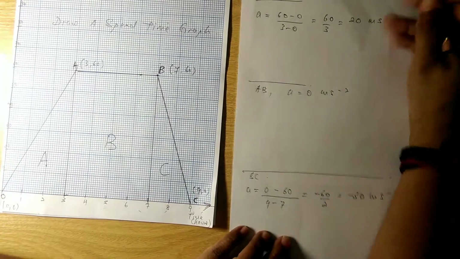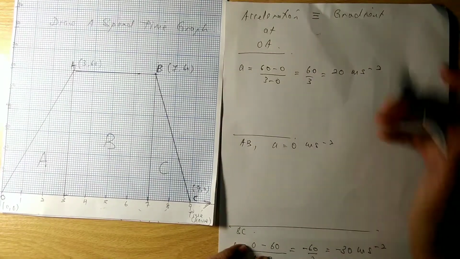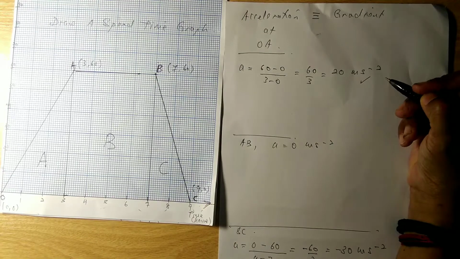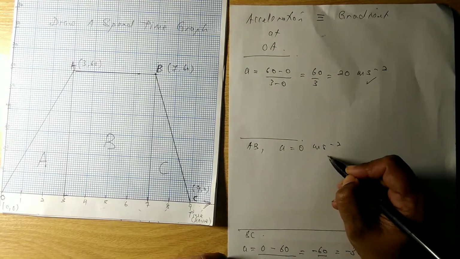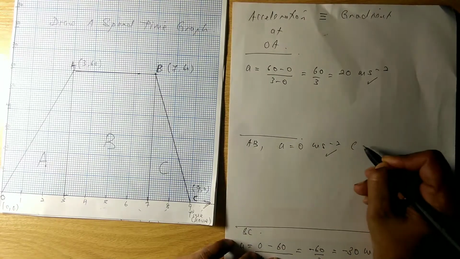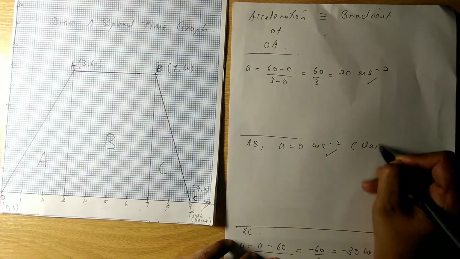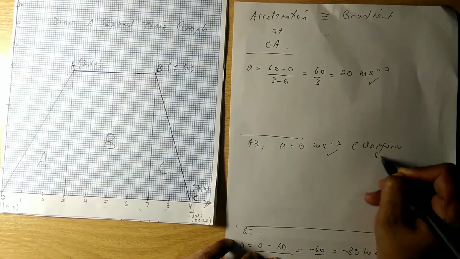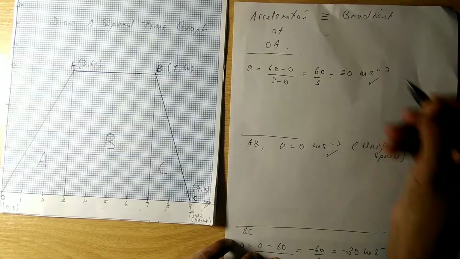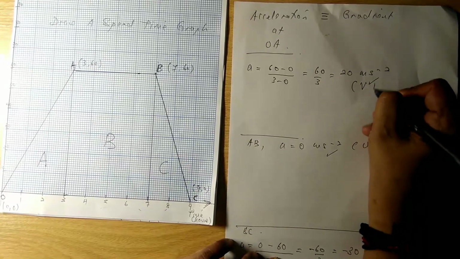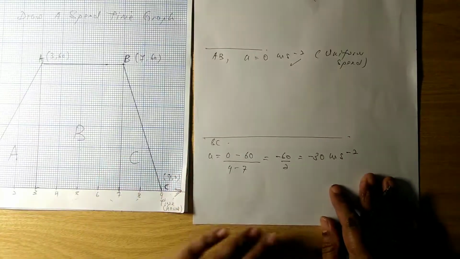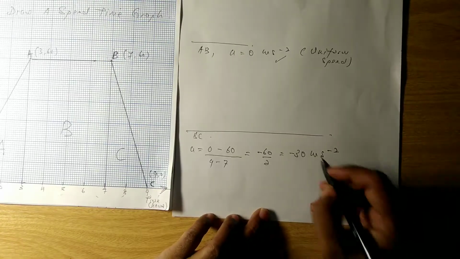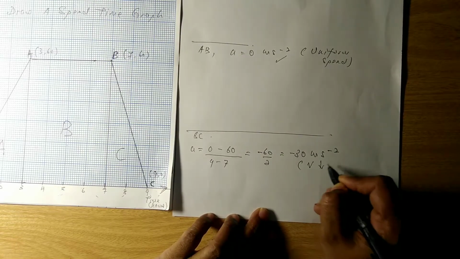Here it shows that my gradient or my acceleration is positive, meaning the speed is actually increasing. Here 0 means this will be constant or uniform speed. Here negative acceleration means my speed is actually decreasing.